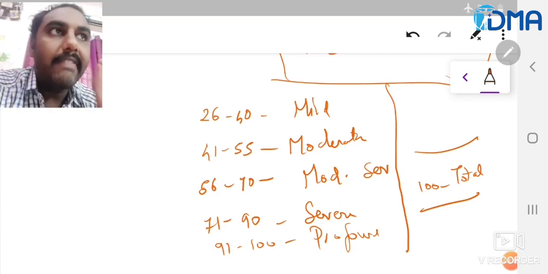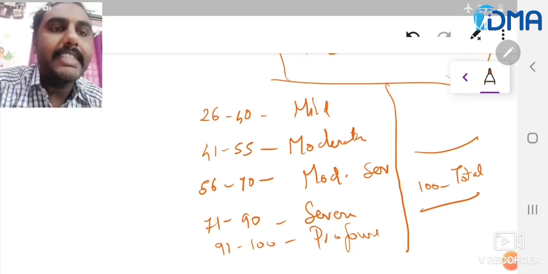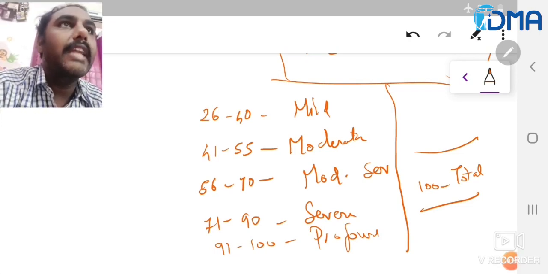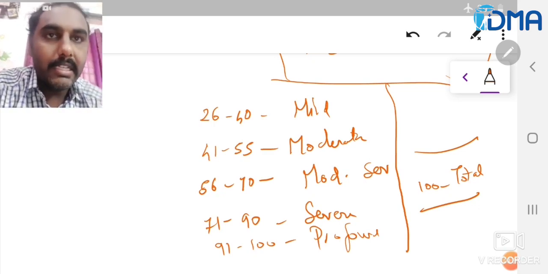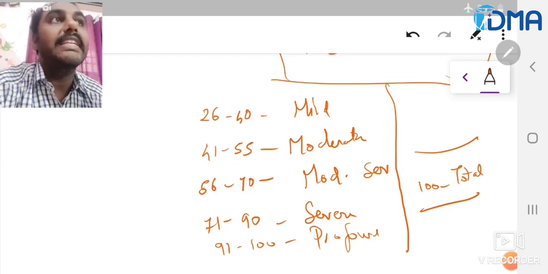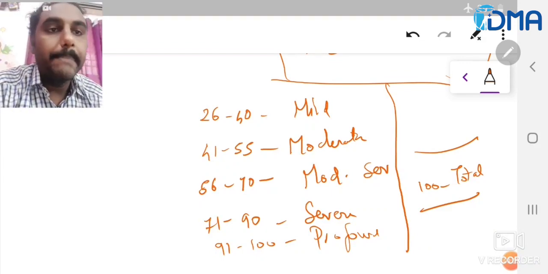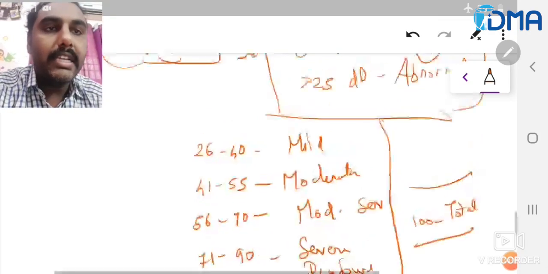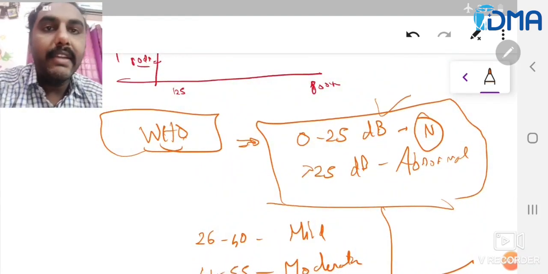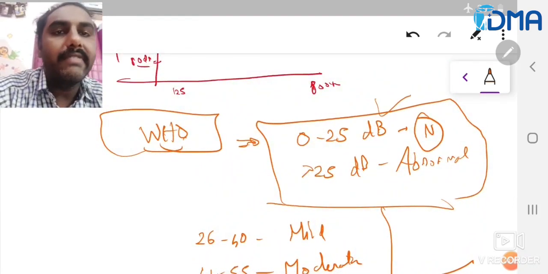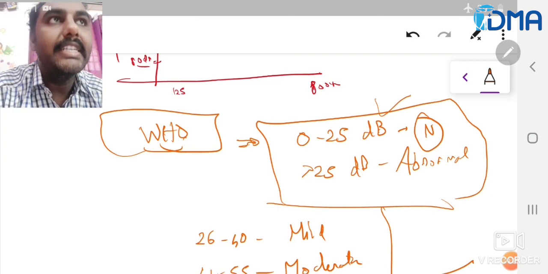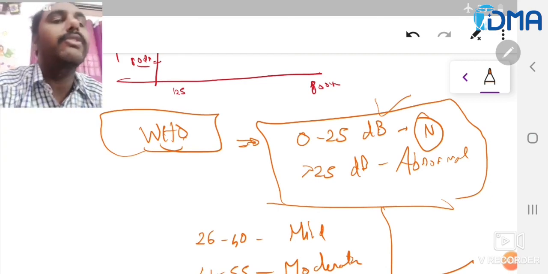But in our NEET exams or the AIIMS exams, they will give a picture and ask you what is the type of hearing loss, or whether it is normal or abnormal. They are not going to ask you the degree of hearing loss, like profound or total. The first thing we want to know is whether the patient has a hearing loss or not. To know that, we want only one thing: if the bone conduction and the air conduction are within 0 to 25 decibel range, it is normal. If it is more than 25 decibel, it is abnormal. Just have this in your mind before you go to your exams.